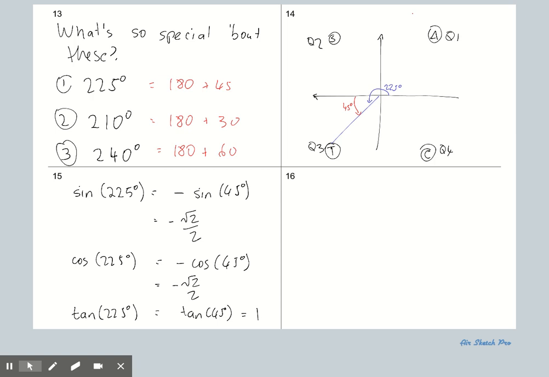Anyway, so that's sine, cos, and tan of 225. Can you please have a go at doing sine, cos, and tan of 210 and 240?